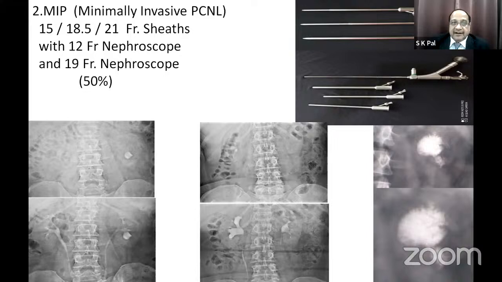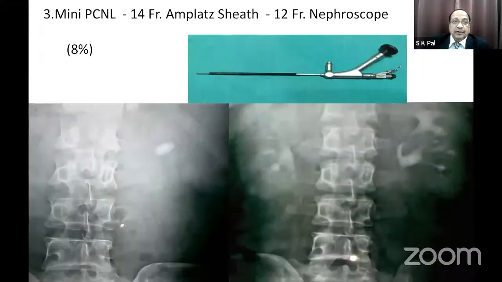So all is decided by the stone, the breakability of the stone, but about 8% of cases will be done through the 14 French sheaths and with the 12 French nephroscope. These are very small stones, and particularly this one. You see this case where the stone is located in the pelvis and all the infundibuli around are very thin. Now, in this case, we should not use a sheath bigger than 14 French and use a 12 French nephroscope so that you can remove it. No need to injure this infundibulum.